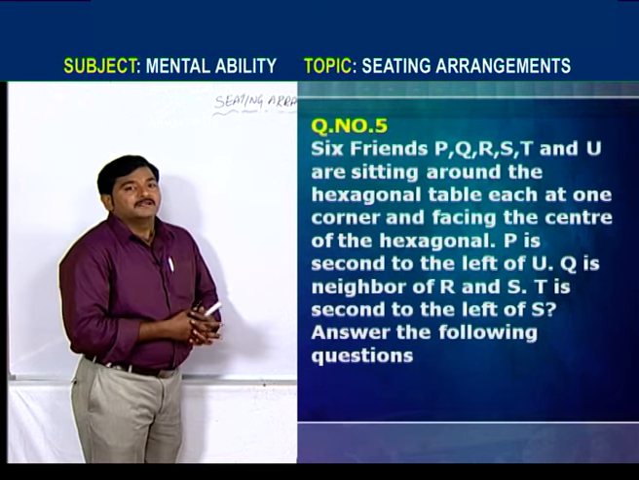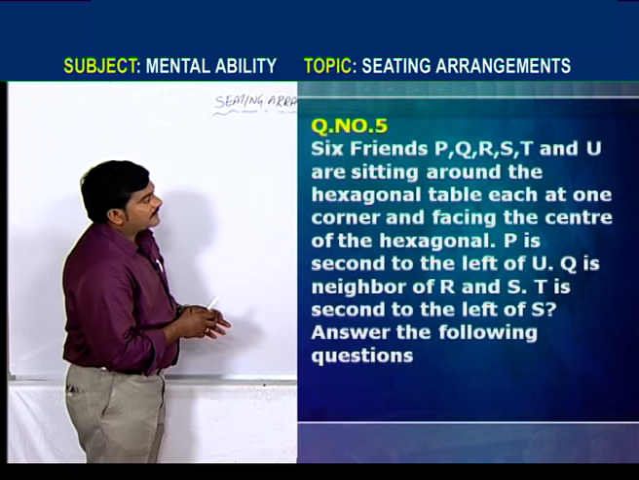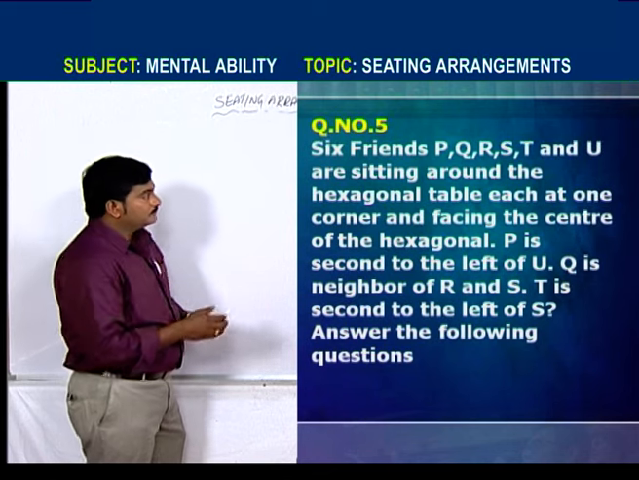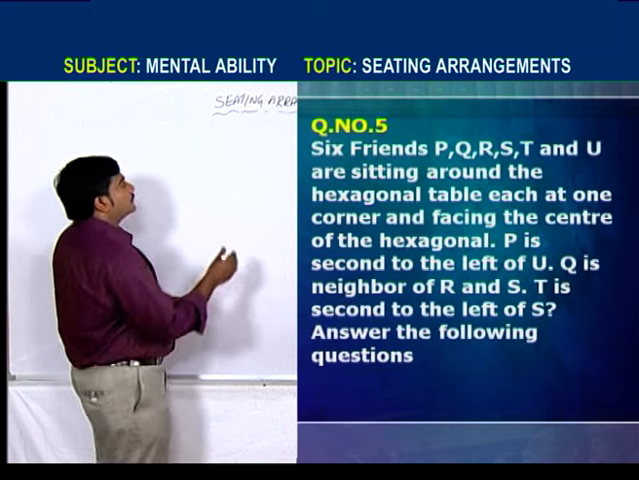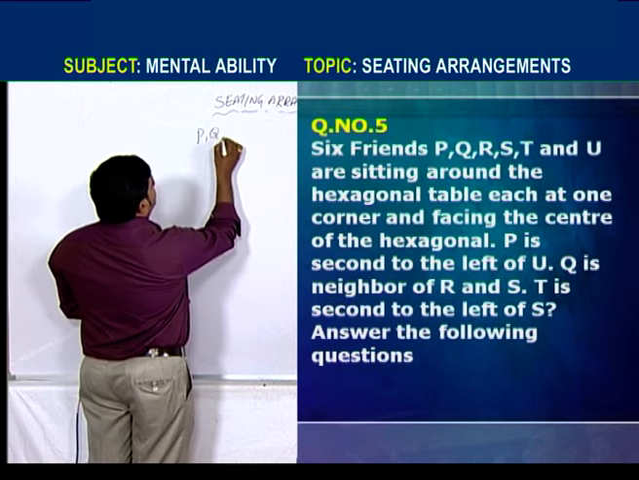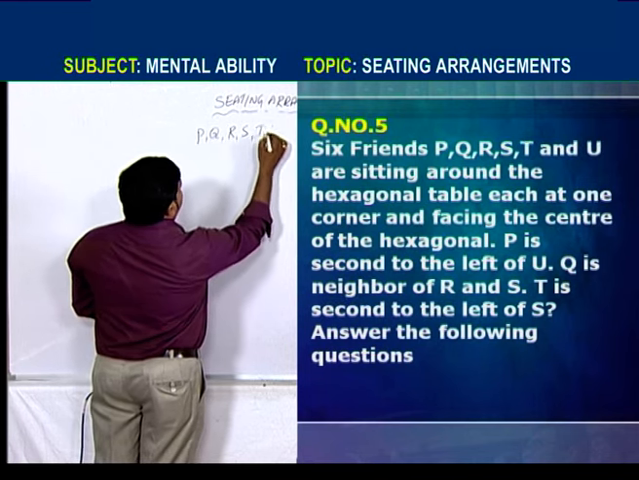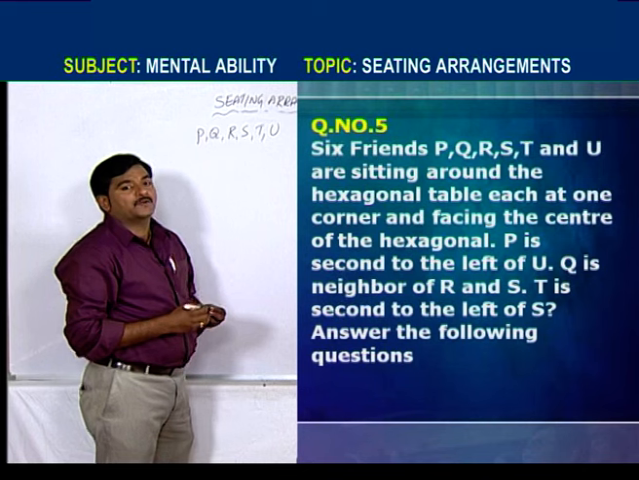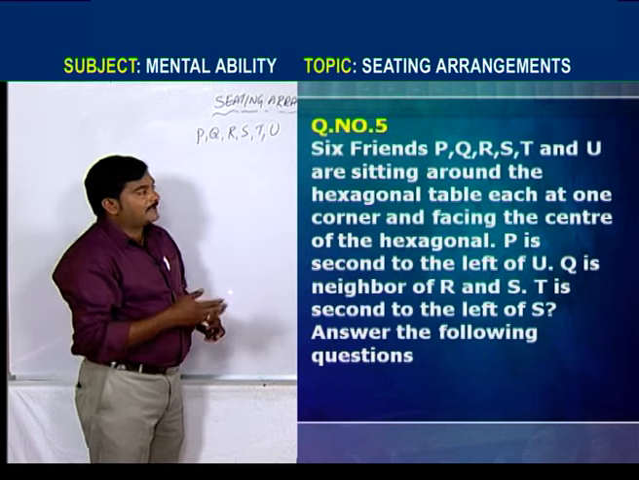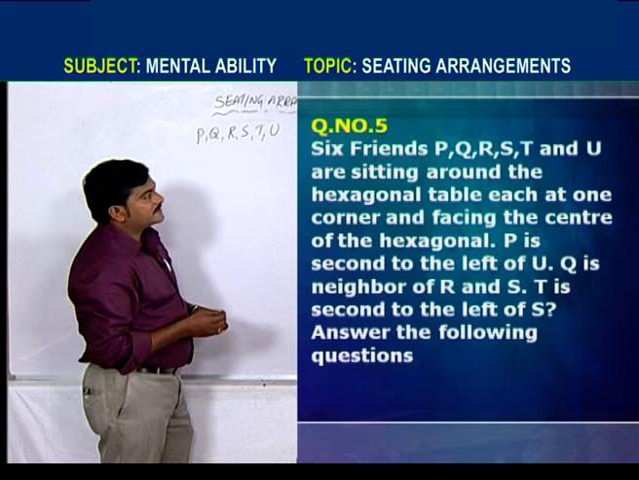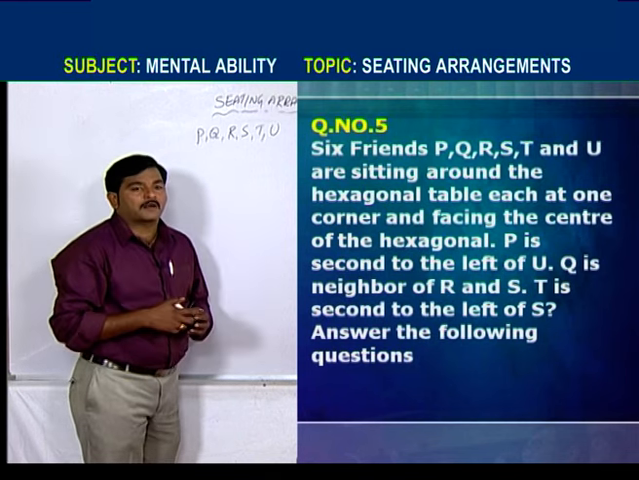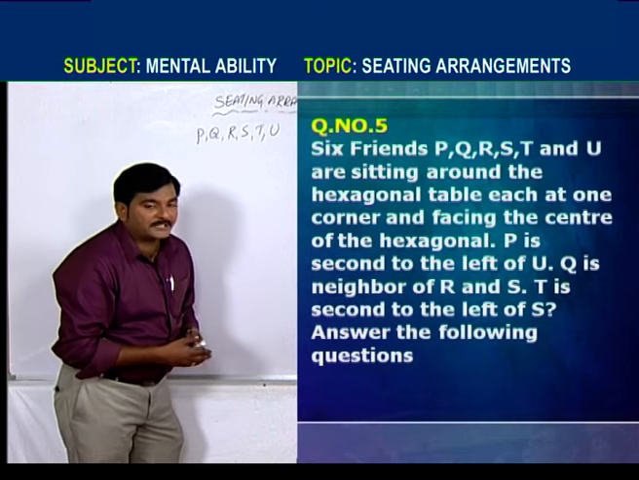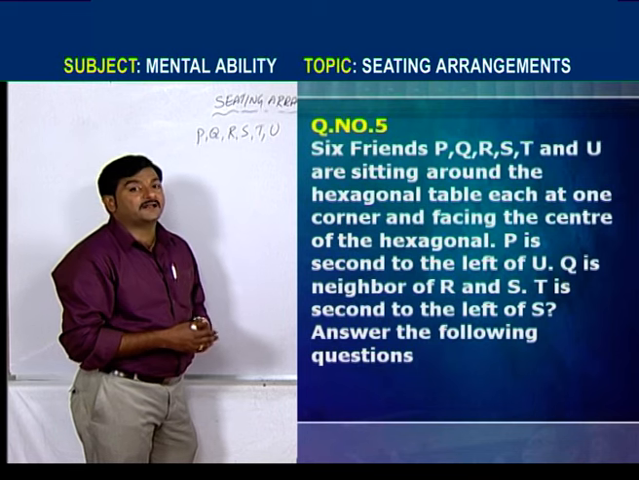What is the given question? Six friends P, Q, R, S, T, U are sitting around a hexagonal table. We'll take these persons P, Q, R, S, T, U. In total, six friends are sitting around the hexagonal table, and there is a condition. What is the given condition? Each at one corner and facing the center of the hexagonal.